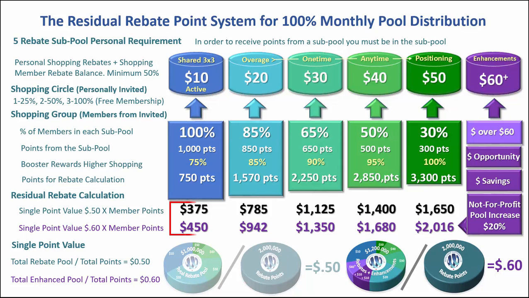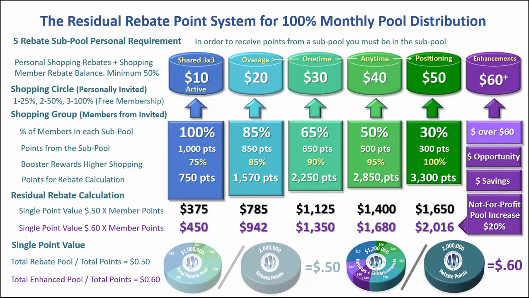Again, using the same thing, we would just multiply that single point value times the points in each of the subpools, which would mean now that if they're just in the $10 subpool, they'd go from $375 to $450. Again, remember, without creating any more rebates themselves. Similarly, say in the $30, it would be $1,125 to $1,350. And all the way up to the $50 subpool goes from $1,650 to $2,016 by us working collectively to generate rebates over $60 and also get our numbers up, which brings us more opportunity, which increases the enhancement pool, which increases the rebates for everybody.